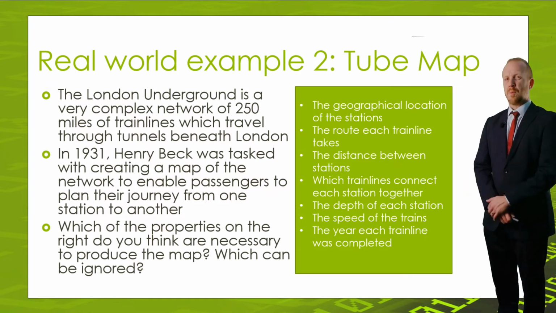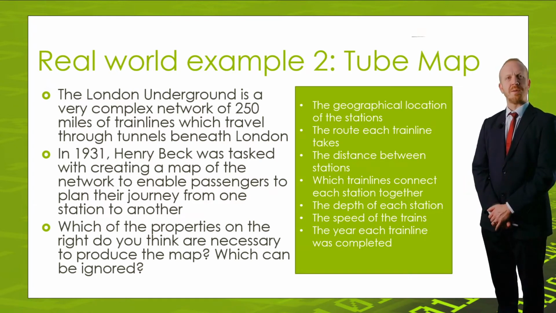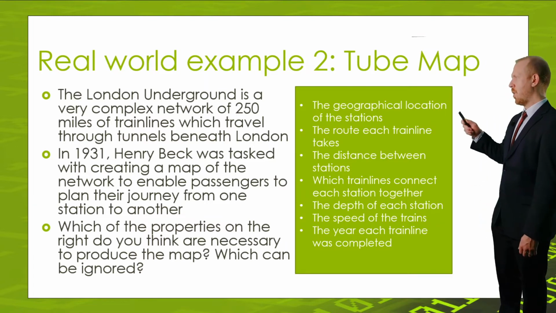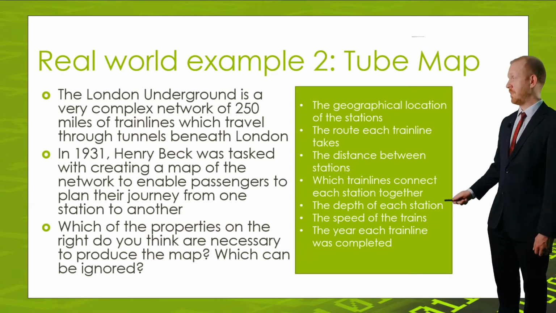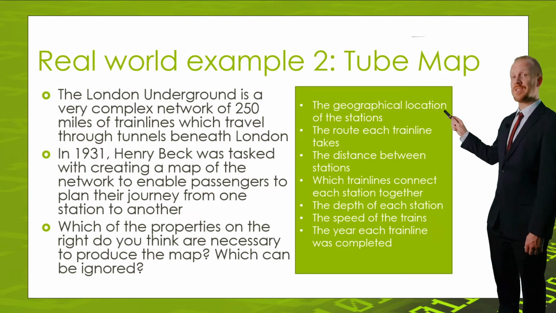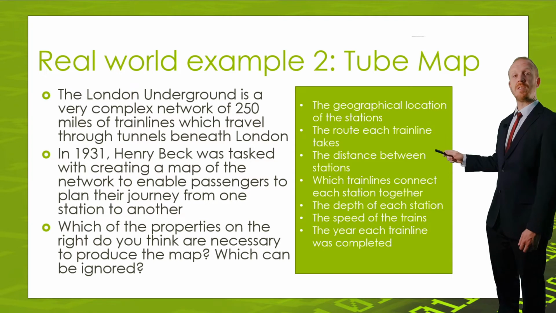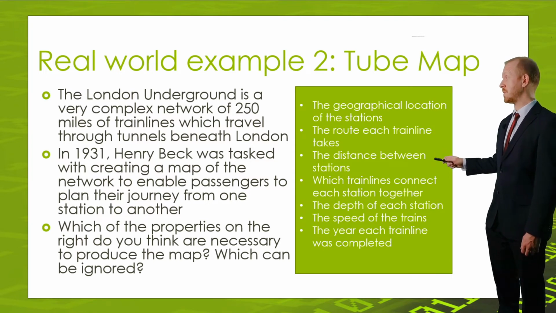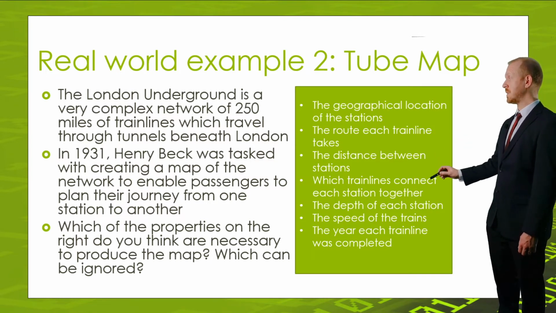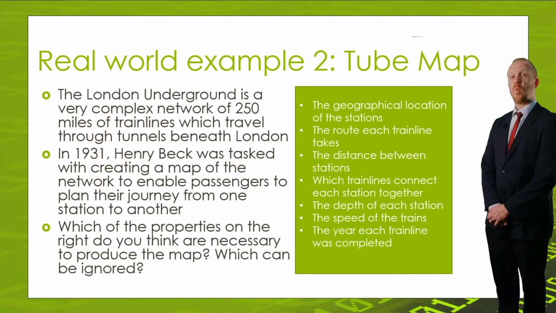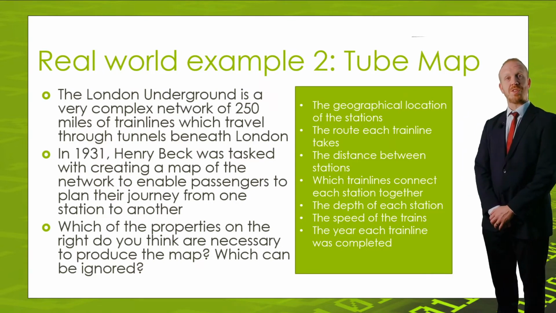Well, for a map, Henry Beck took quite an impressive decision. He decided almost none of this was relevant. It didn't matter where the stations actually were. It didn't matter what route it took. It didn't matter how much distance there was between the stations. All that mattered was this one here, that which train lines connected which stations together.